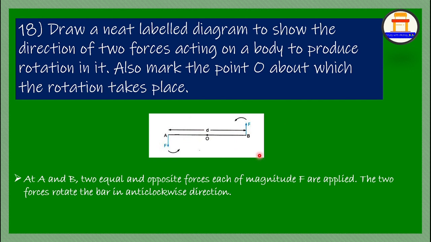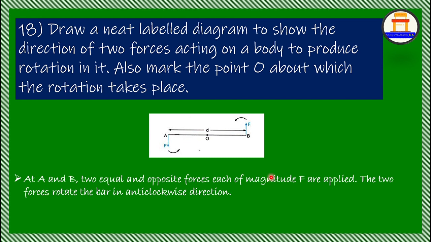Either it can be in the opposite direction as well. A and B are equal opposite forces. Basically this is a couple because two forces are acting, and these two forces are opposite to each other, they are equal, and they are not along the same straight line. So they end up forming a couple. So they are anti-clockwise in direction.